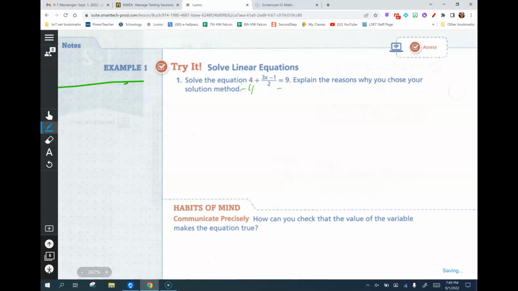Subtract 4 from both sides, and I get 3x minus 1 over 2 is equal to 5. I then have division, so I can multiply both sides by 2. And I get 3x minus 1 is equal to 10. I have division, so it should be gone.